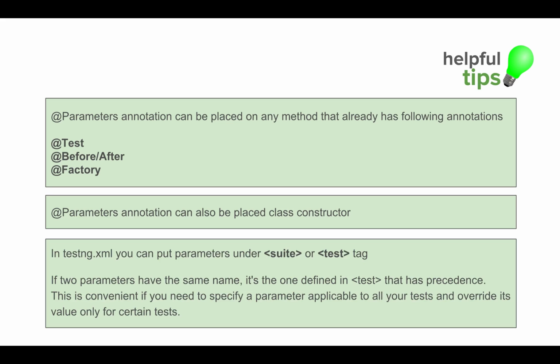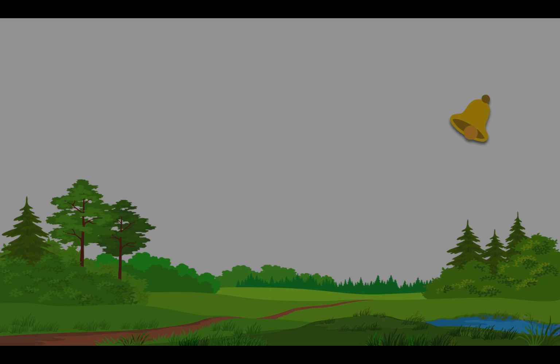And as I have discussed, you can put the parameter tag under suite tag or under test tag. Now if you have the same parameter under suite tag and test tag, then the value under the test tag will have precedence. So this is a convenient way if you want to specify a parameter to all your tests and override it in some particular test. So this is how you can use parameters in testng.